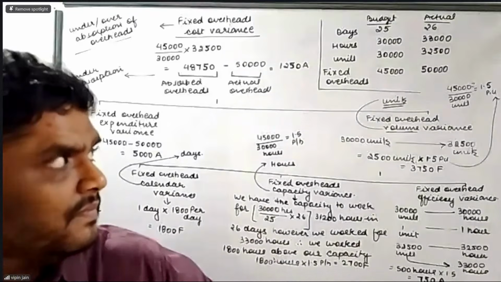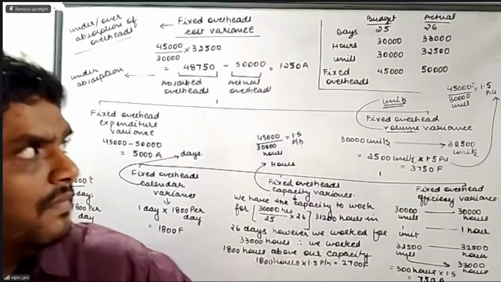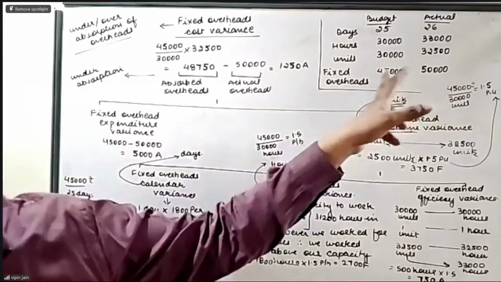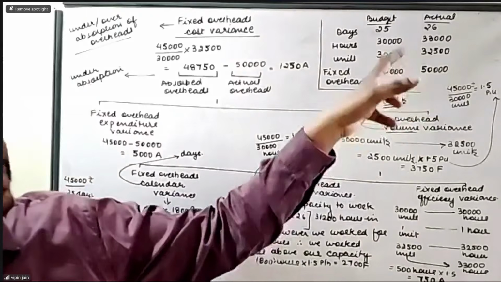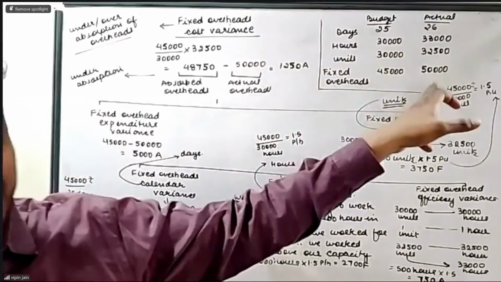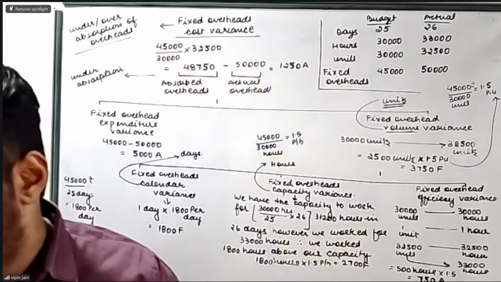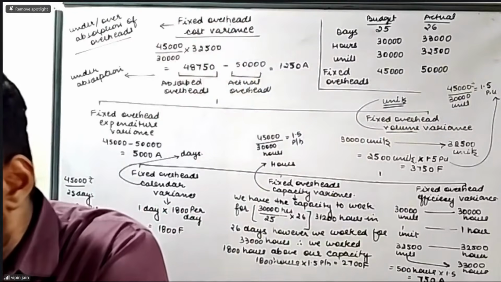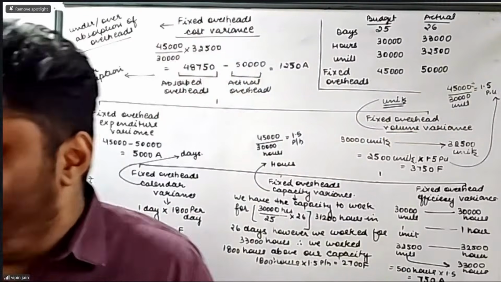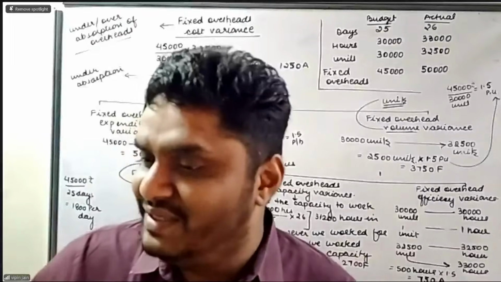Fixed overhead expenditure variance. This is basically we spent extra. We were supposed to spend 45,000 only, but we spent 50,000. So this is 5,000 adverse. Oh, okay. Now I understood. Thank you. Anyone else with any doubts or queries?